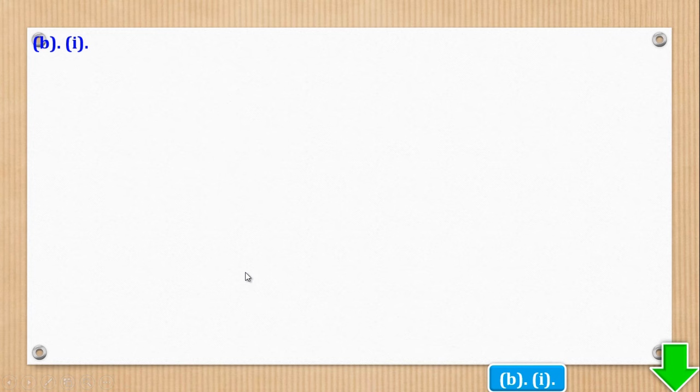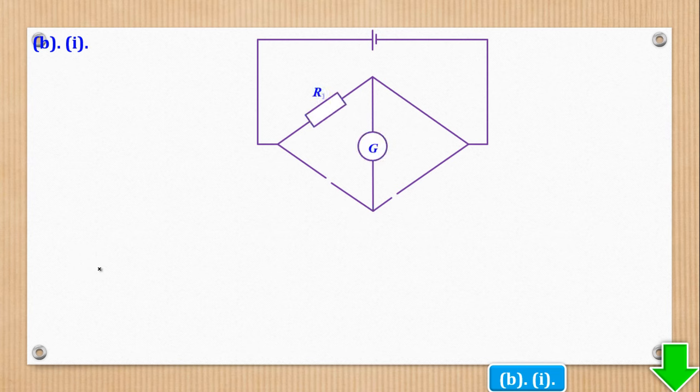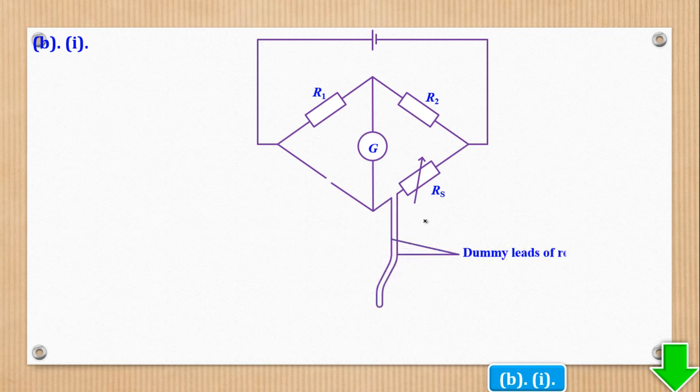So just like we did for the constant volume gas thermometer, even here we need to draw a labeled diagram. Here we shall need a Wheatstone bridge, so let's first draw a Wheatstone bridge. Then put fixed resistances and a rheostat here. Then we shall put the leads. There is a dummy lead of resistance r, shorted at both ends. Shorting means connecting the two.